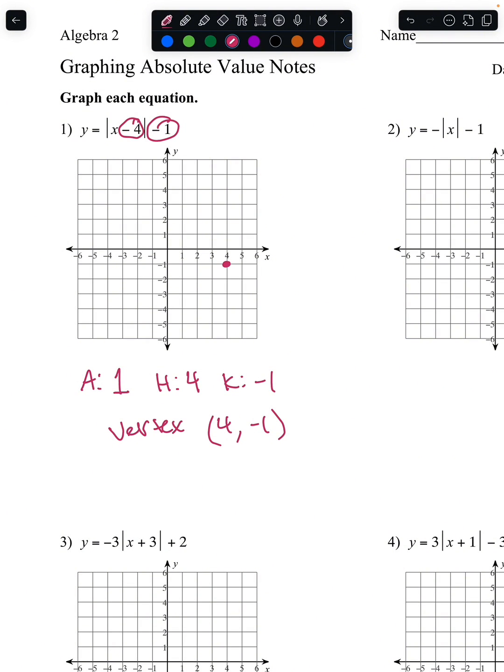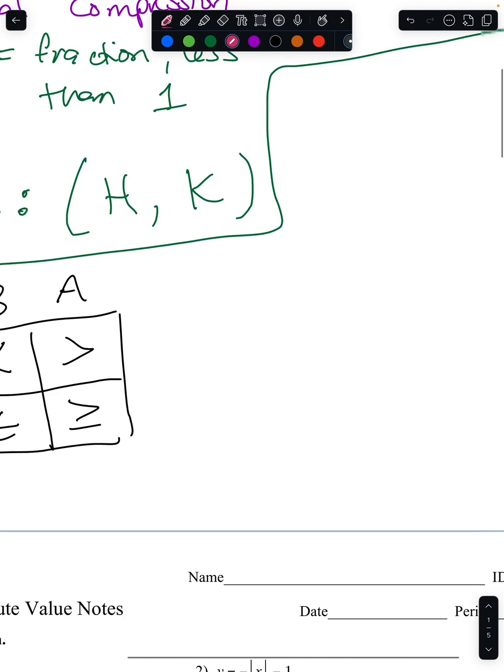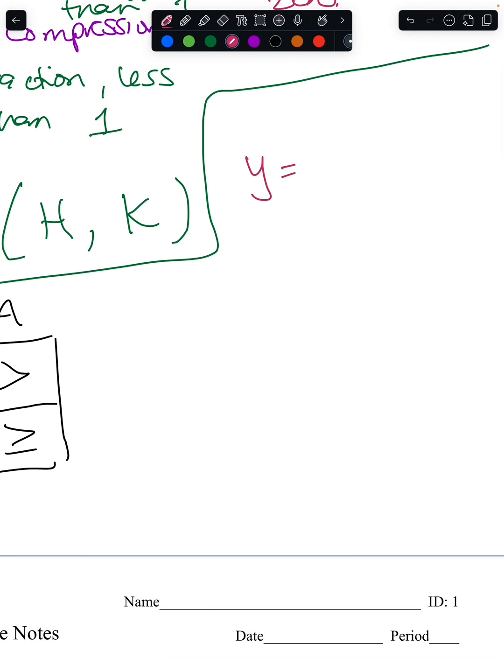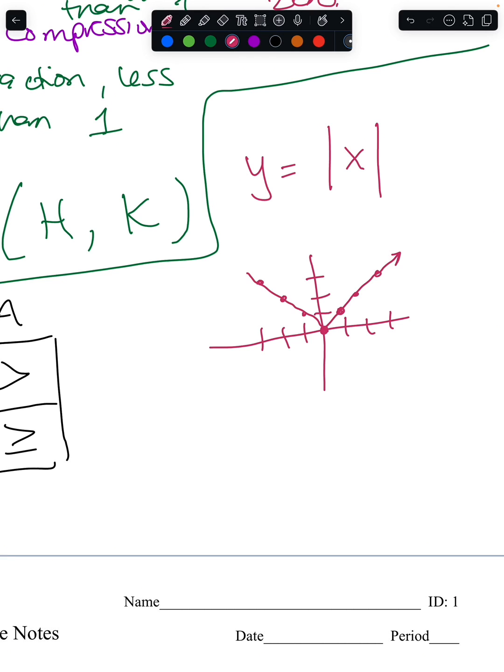Now, your A is going to tell you your pattern. Your pattern is always over 1, up 1, because of your parent function. And really quick, your parent function, when you end up graphing this, 1, 2, 3. You always got 1 in the middle. You got points at 1, 1, 2, 2, 3, 3, and 1, -1, -1, -2, -2, -3, -3. So that's what we call the parent function. All the graphs will look similar to what you see here.